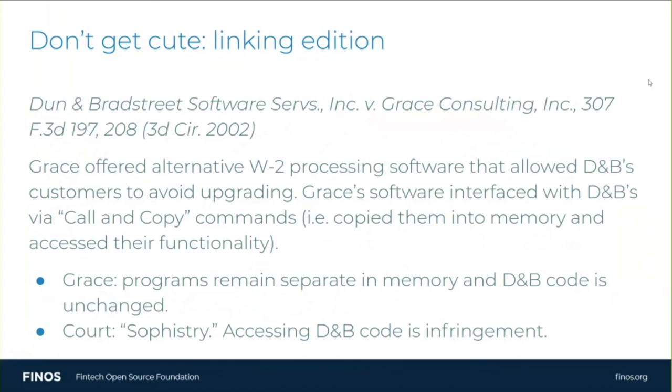Here's another case that offers a comparable analysis to the dynamic linking argument. This case is a little hard to interpret because it's clear that the judge didn't understand too much about the technical details of what was going on. And there's definitely a lot of bad facts in this case other than what I present here that made it inevitable that the court was going to side with the plaintiff. But this was a company that had been acquired by Dun & Bradstreet, providing software for managing HR and payroll, including a program that did W-2 processing. And this company, Grace, offered services to customers of Dun & Bradstreet to fix bugs and so on in their software.